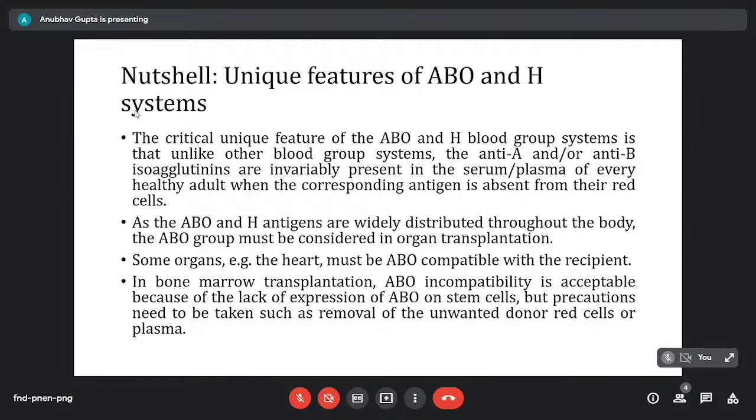In fact, all transplantation ideally should be ABO compatible, but there are exceptions because of the unavailability of donors. We may cut down the titer through plasma exchange and do the transplant, like we are doing in renal transplant. In bone marrow transplantation, ABO incompatibility is accepted because of the lack of expression of ABO on the stem cells, but precautions must be taken, such as the removal of unwanted donor red cells or plasma during the harvesting of these products.